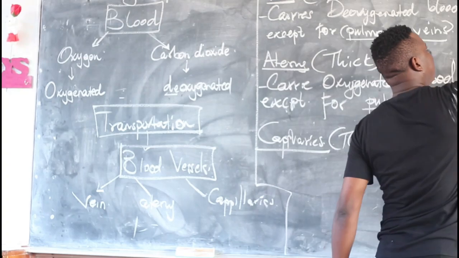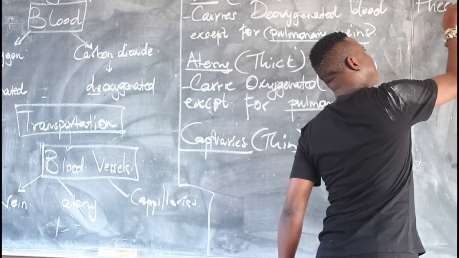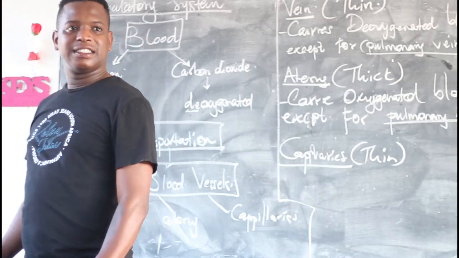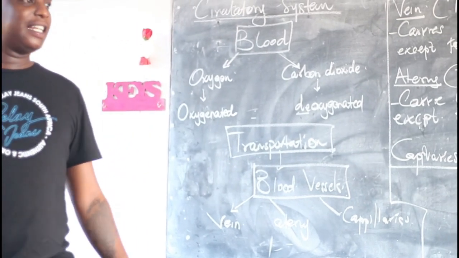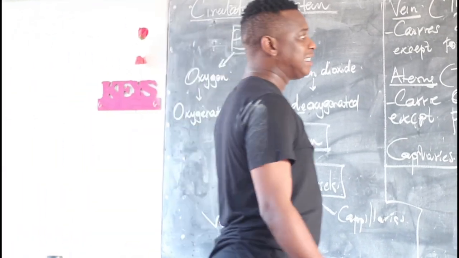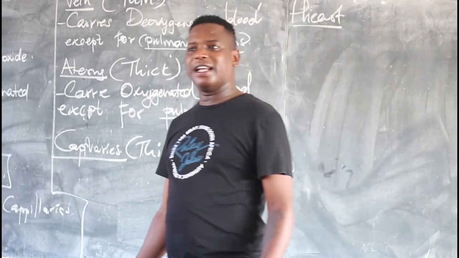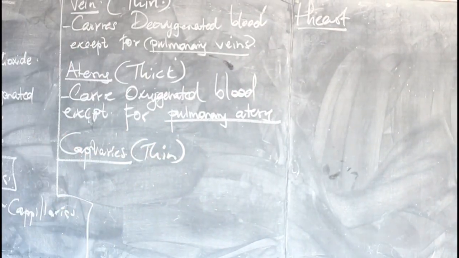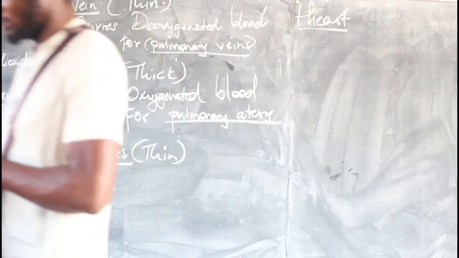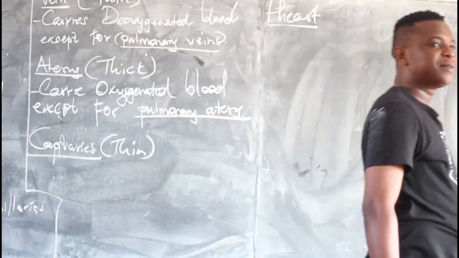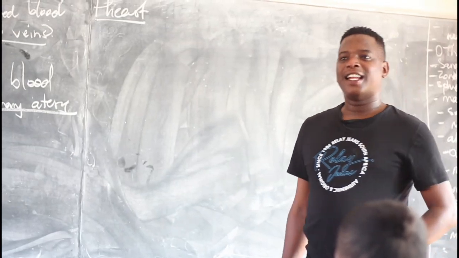Now, where are we rushing exactly? We are rushing to the heart. Where is your heart located? Left hand side. The heart is not on the left.